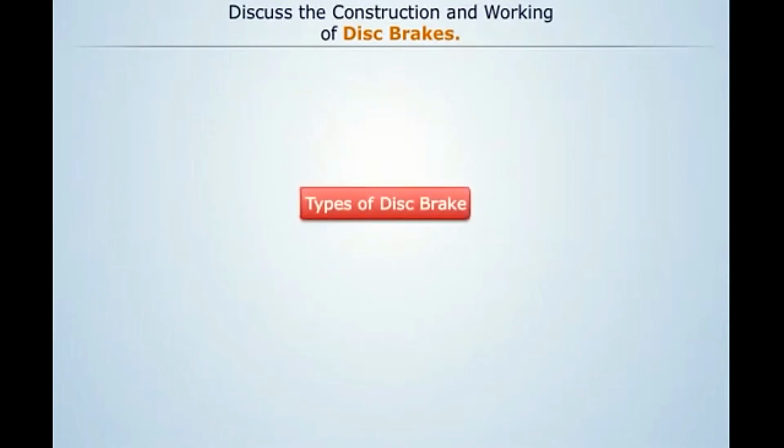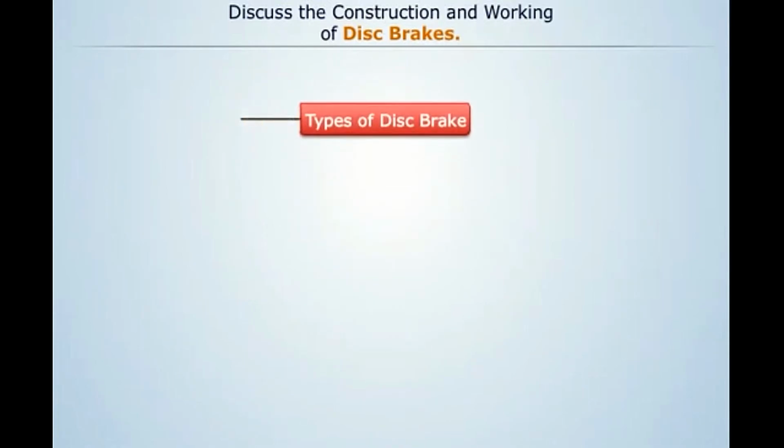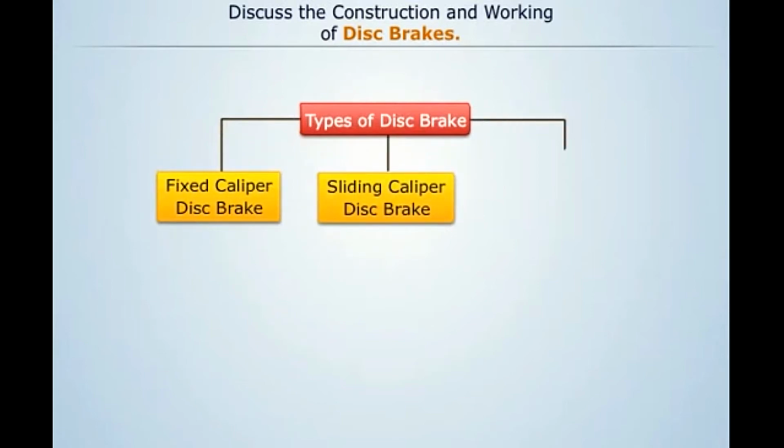Now, according to their working, disc brakes can be of three types: fixed caliper disc brake, sliding caliper disc brake, and swinging caliper disc brake. Let us discuss each one by one.